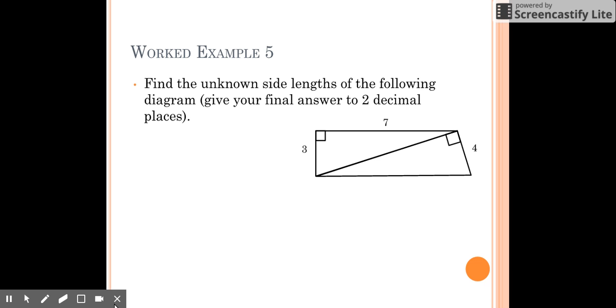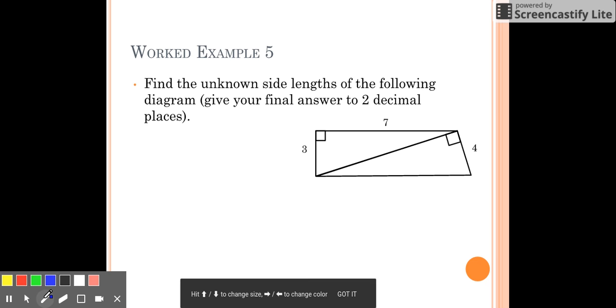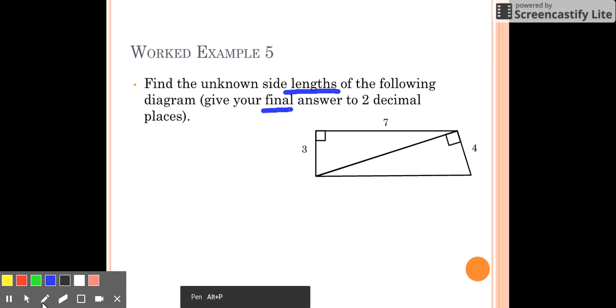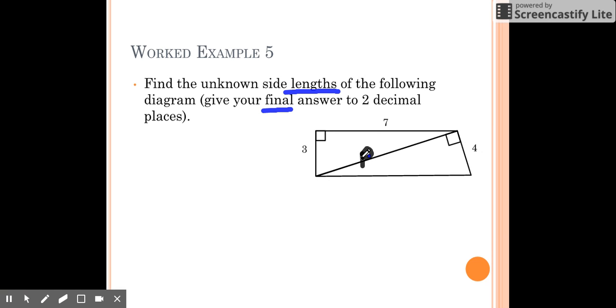So in worked example 5, we want to find the unknown side lengths. There's a clue there: side lengths of the following diagram, giving your final answer to 2 decimal places. So that means I'm looking for 2 sides. I'm going to be looking for this side that I don't know. Let's call this P. And I'm going to look at this side, which has no number on it. Let's call that Q.